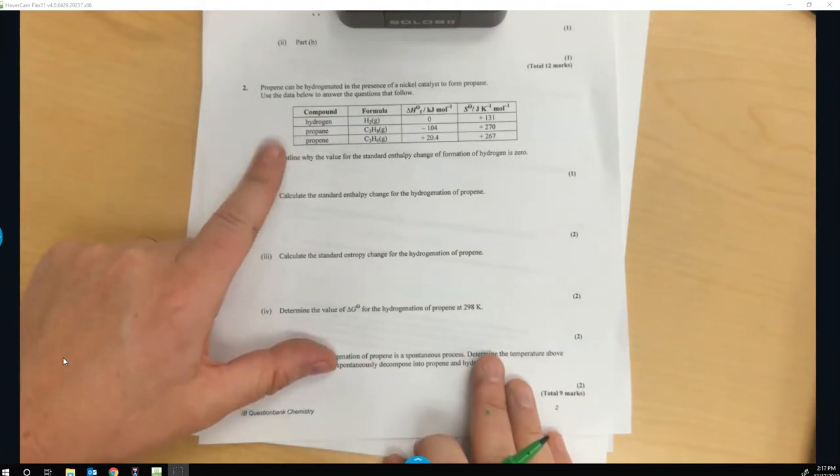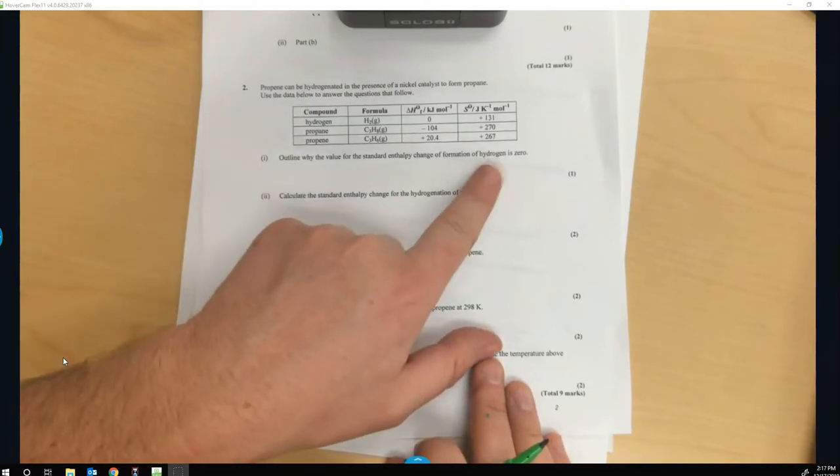Outline why the value for the standard enthalpy change of formation of hydrogen is zero. Remember that the standard enthalpy change of formation of elements will always be zero because elements are not formed in chemical processes. They are formed in nuclear processes. Hydrogen, specifically, was formed very shortly after the Big Bang. All the hydrogen in the universe is billions and billions of years old. Plus, enthalpy change of formation specifically is the enthalpy change that occurs when elements combine to form one mole of a compound. So only compounds will have enthalpies of formation.